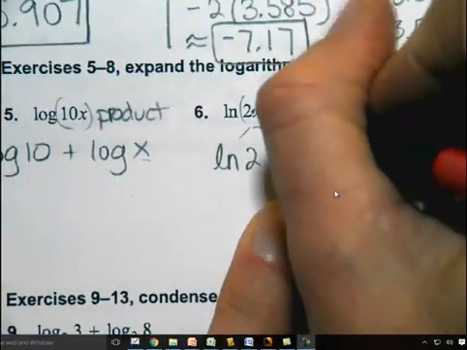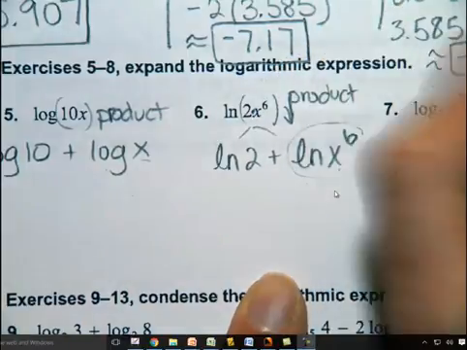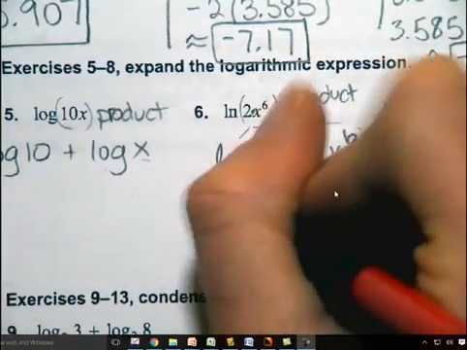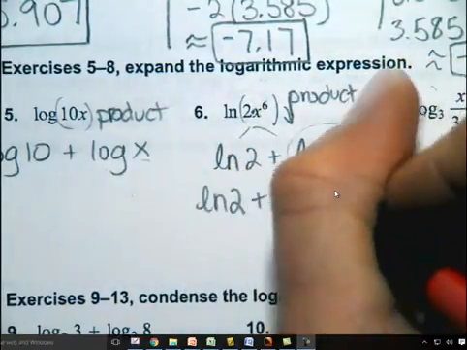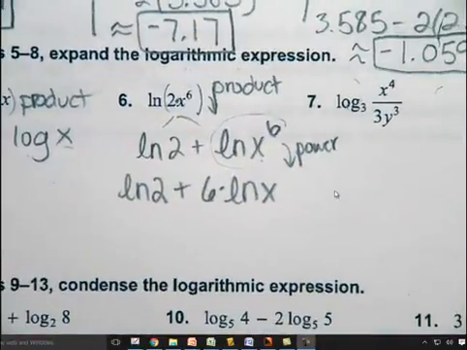So first of all, what Shannon did was the product property. And then now we can use the power property to say that this is natural log of 2 plus 6 times natural log of x. In this case, it doesn't really get us anywhere, but the point is we're just kind of practicing these properties.